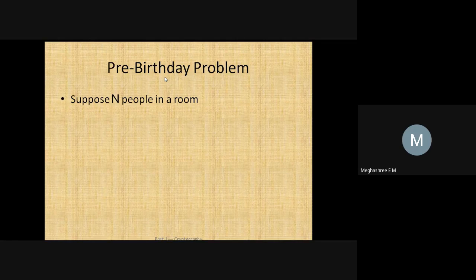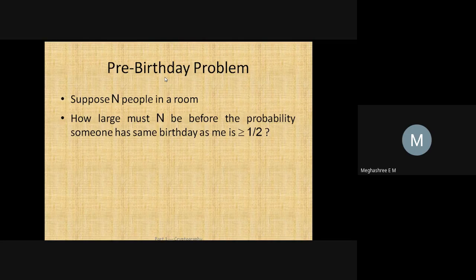First, consider there are n people in a room, and you want to calculate how many of the people present in the room have the same birthday as yours. Consider I'm in a room, and along with me there are n other people in the room. I just want to find out who all have the same birthday as mine.